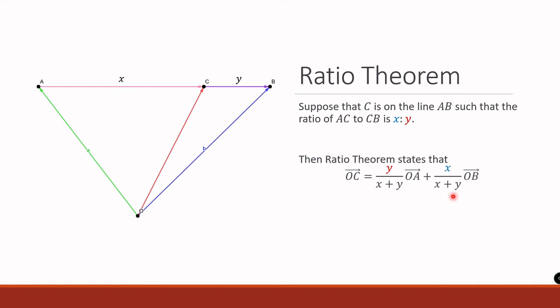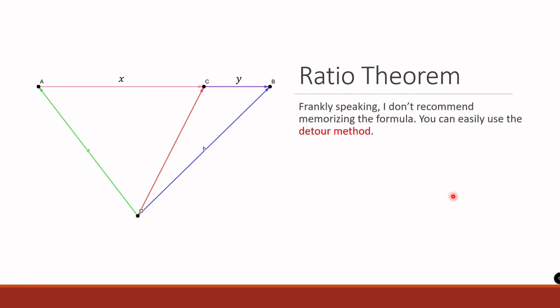You can go on and memorize this formula, but I like to understand why it looks like this. In fact, if you understand how this formula comes about, then I would suggest you just use this detour method rather than using the formula, just in case you remember the wrong formula. Let's see how I can prove this thing.